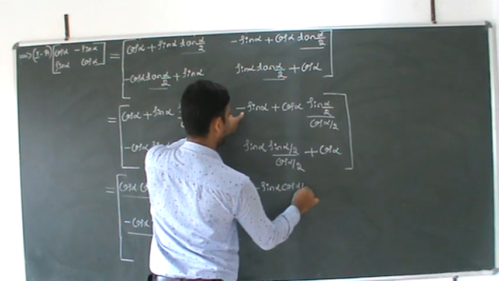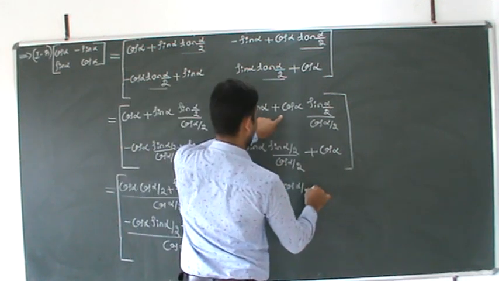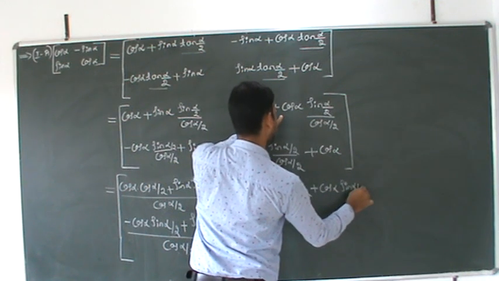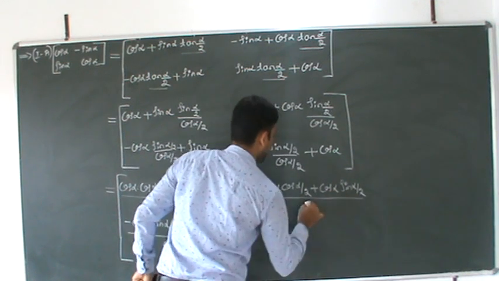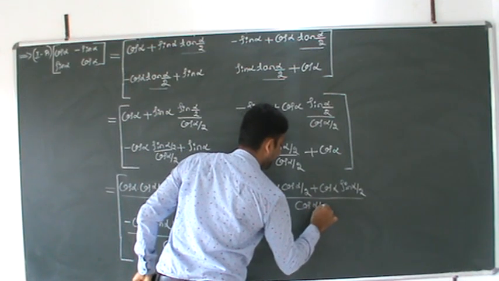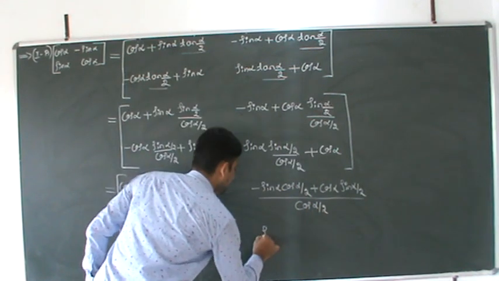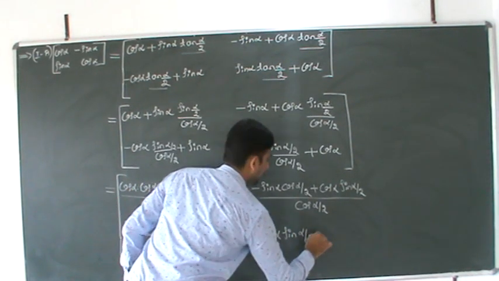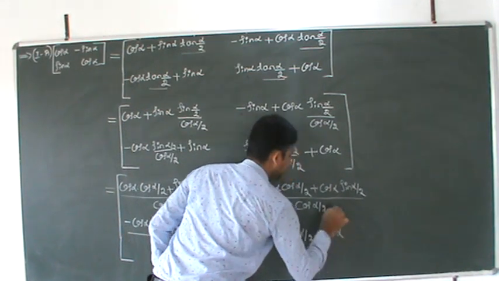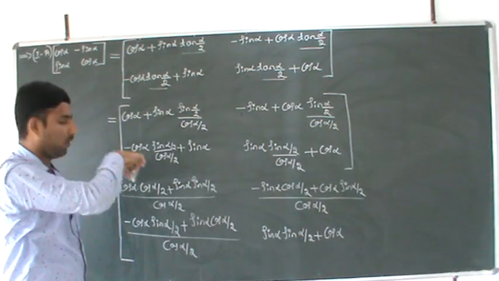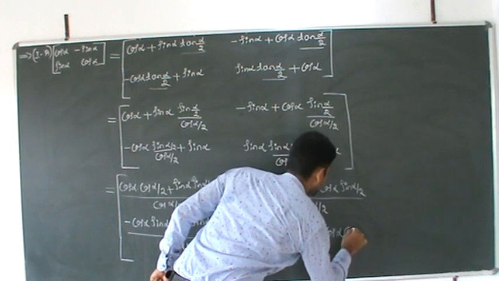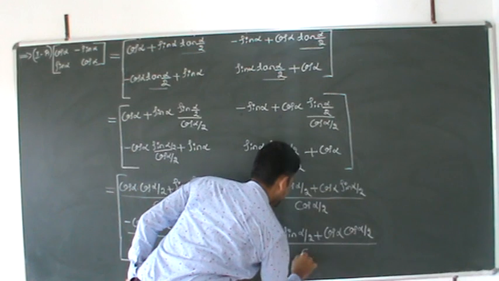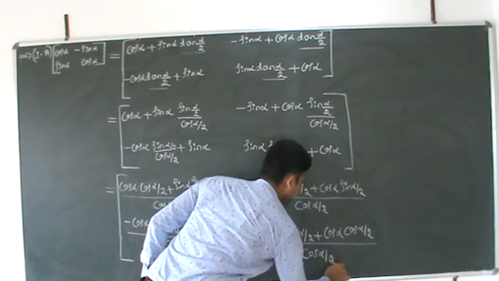Cos alpha by 2 plus cos alpha sin alpha by 2, whole divided by cos alpha by 2. After that, sin alpha by 2 plus cos alpha by 2, whole divided by cos alpha by 2.